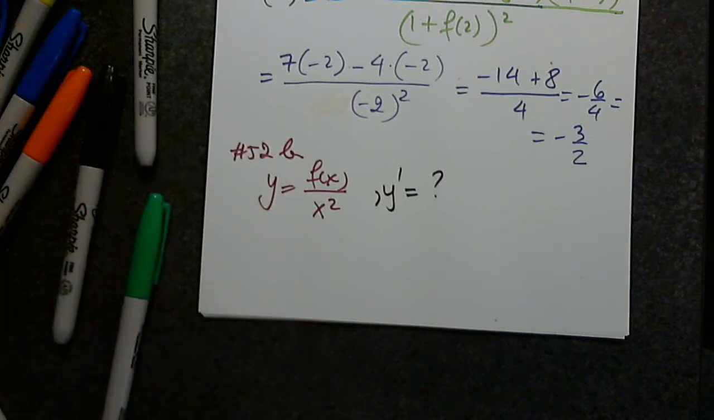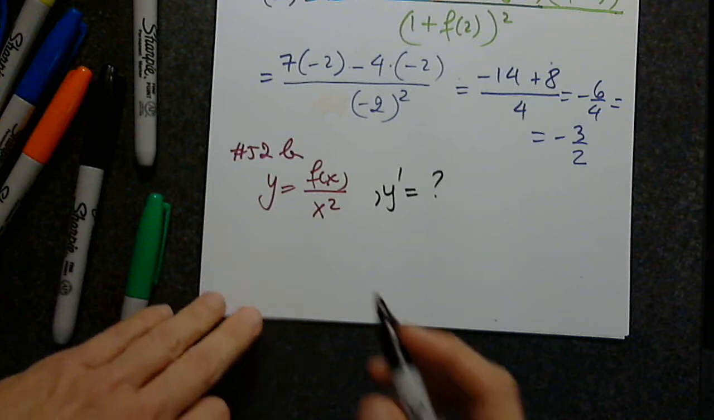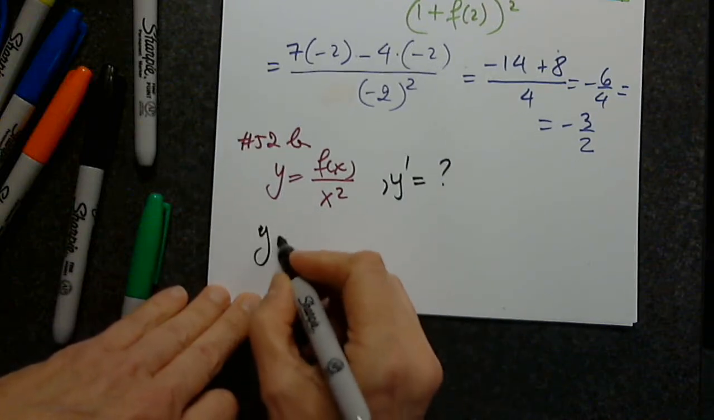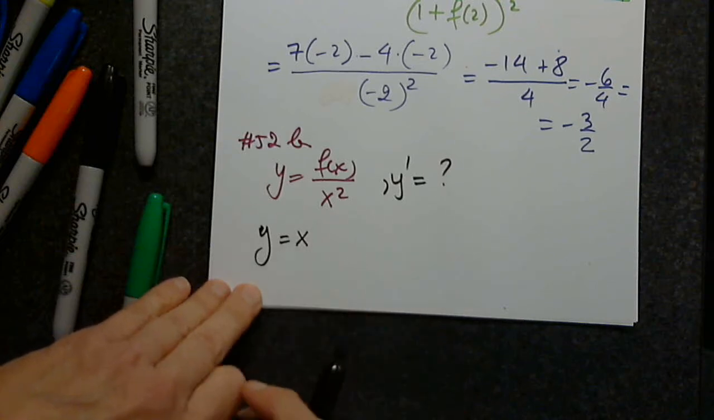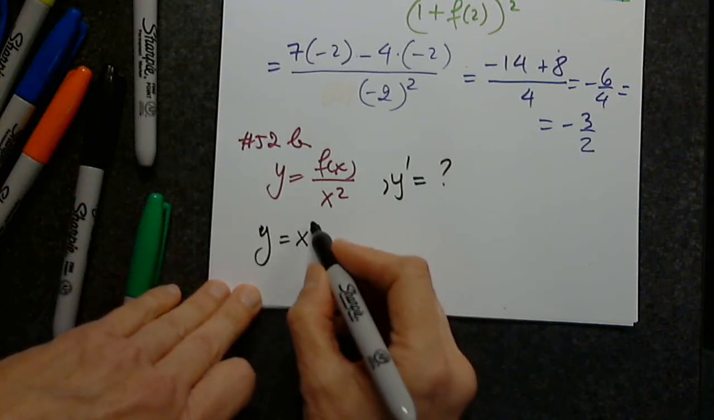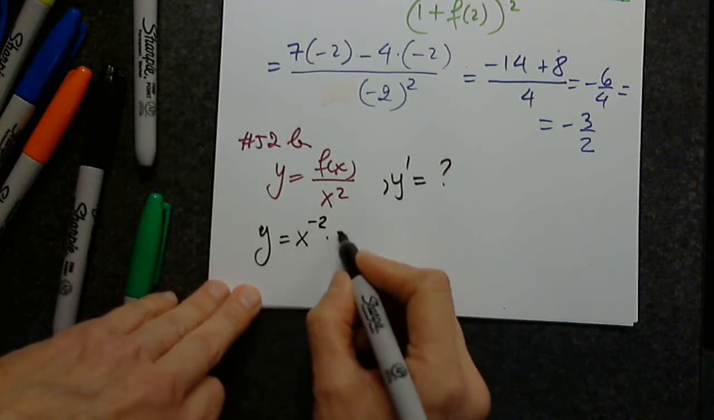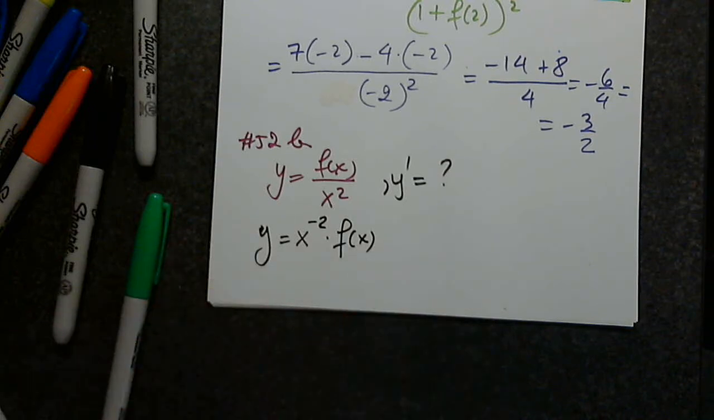quotient rule. However, I don't want to. I prefer changing the function into x to the negative power, multiplied by f of x. I'm not trying to avoid the quotient rule, I just think that this is easier, because the denominator is only one term. Otherwise, I can't do this. Yes, please, go ahead, Jalen.